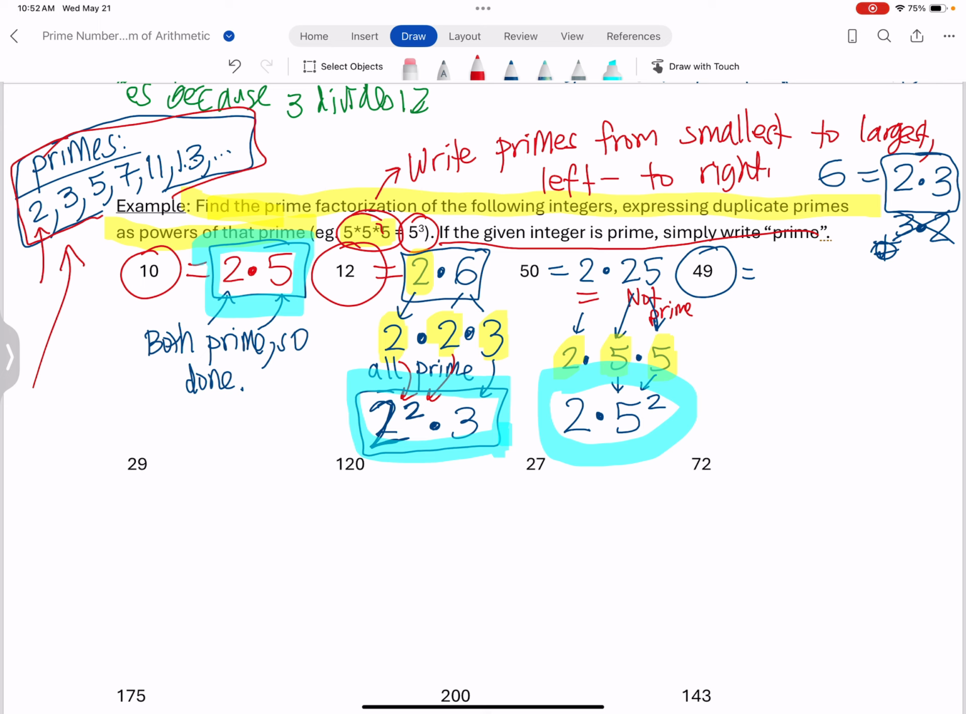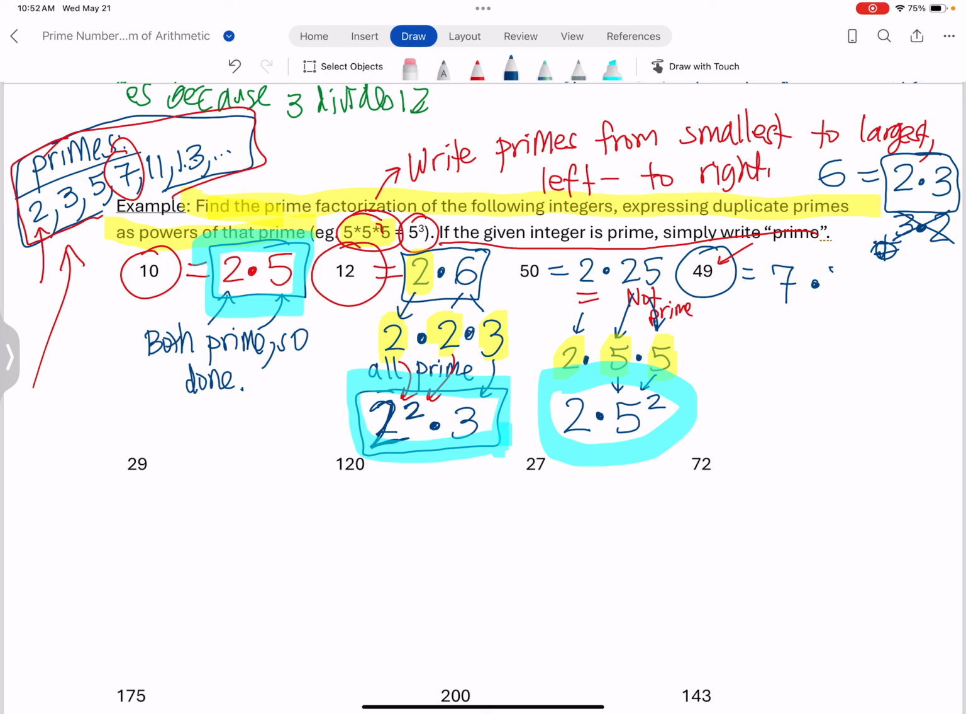Does 3 divide in? Let me see. What's the sum of the digits? 4 plus 9 is 13. No, that's not going to work. Okay, not 3. 5? Does 5 divide into 49? No, because it doesn't end in a 0 or a 5. Okay, I guess on my list of primes, the first one that might go in is 7. And that's where I just try to divide it, with a calculator or in my head. 49 does divide by 7.